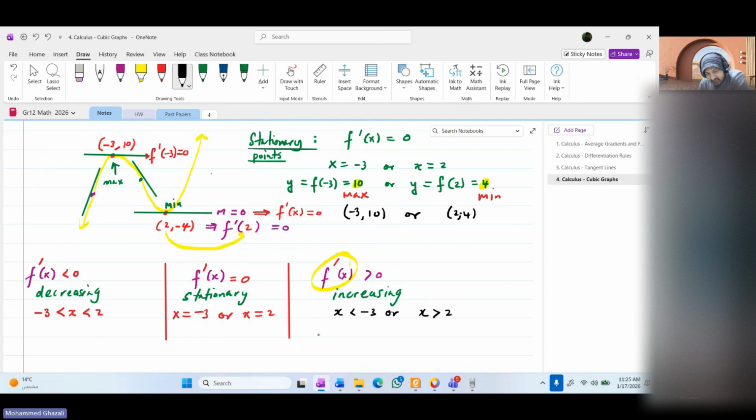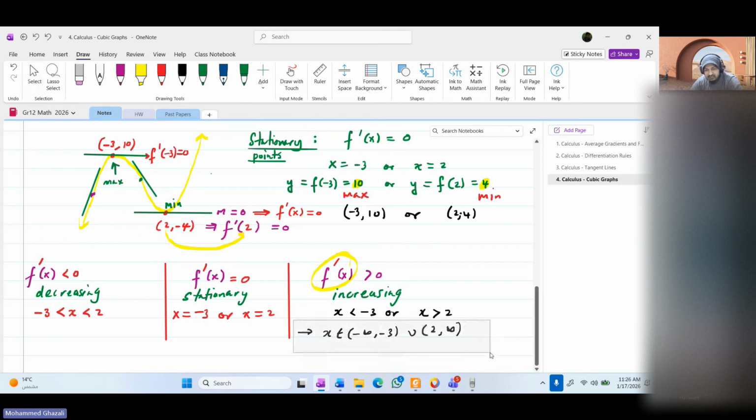Remember, you can also write this out in interval notation. You can say x is an element from -infinity to -3, union 2 to infinity. But this is a bit complicated. Don't use interval notation in maths paper 1. Try to use interval notation in maths paper 2 when you are working with trigonometry and stuff, because you have many different answers. So I rather just prefer inequalities. It's much simpler. Let's leave that out.